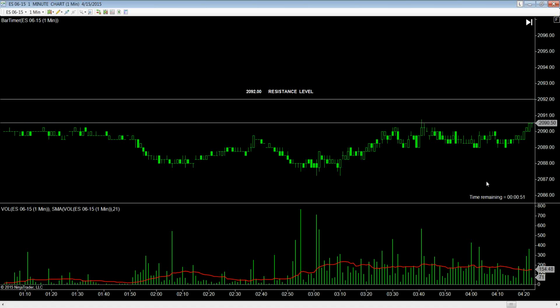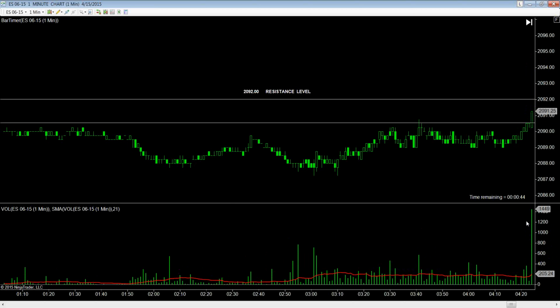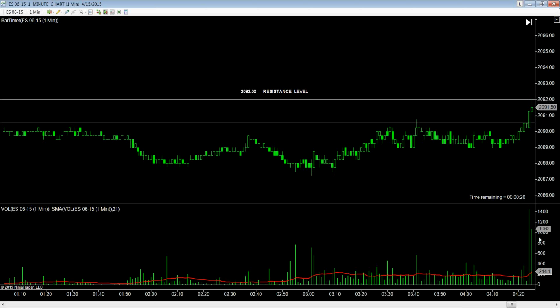As we look at the volume that came in, it was 1,449 contracts. Now, at that time in the morning, that volume was almost unheard of. So this was a clear signal that prices could continue to move up and get through the 2092 area resistance level. The very next bar, we go from 1,449 to 1,062.